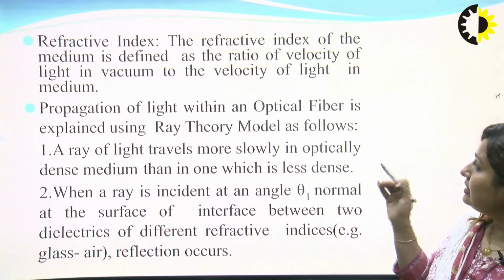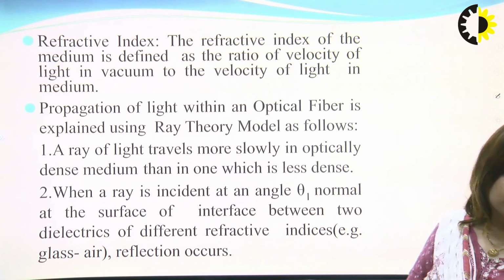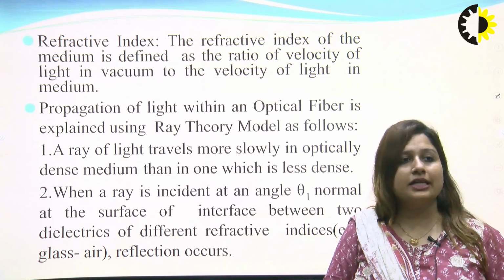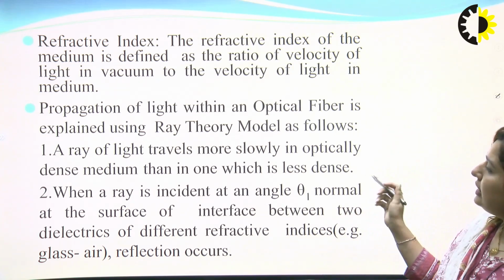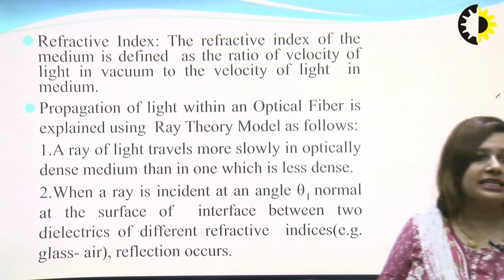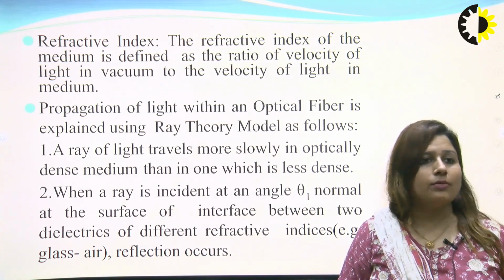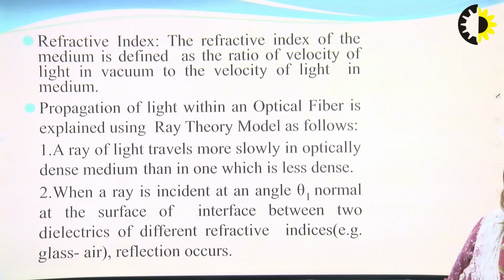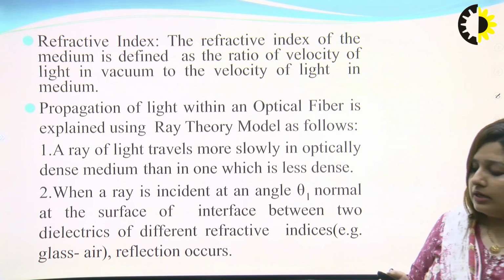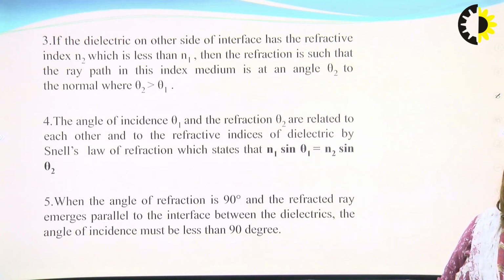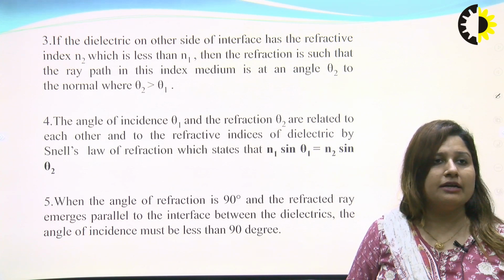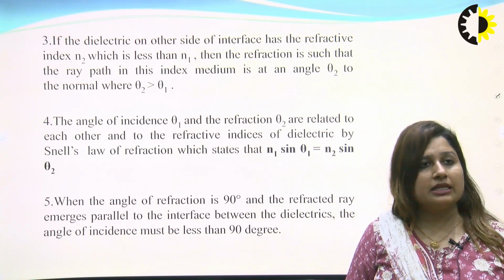Propagation of light within an optical fiber is explained through two models: the ray theory model and the wave theory model. Here we are discussing only the ray theory model. A ray of light travels more slowly in an optically dense medium than in one which is less dense. Consider a ray incident at an angle theta 1 to the normal at the interface between two dielectrics of different refractive indices, that is, glass and air. Glass has a high refractive index as compared to air. As we discussed in the diagrams, the light travels from denser to rarer, is refracted away from the normal, and makes an angle theta 2 with the normal.